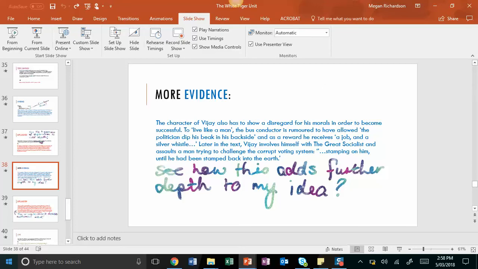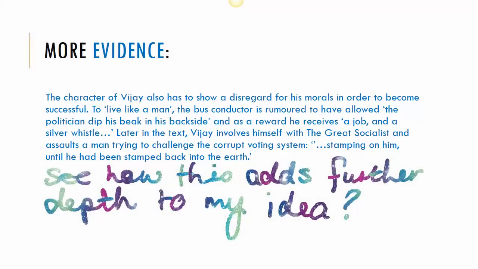So, now that we've done explanations, I'm going to give more evidence. Because remember, I was saying that you couldn't just give one piece of evidence anymore. You had to give multiple pieces of evidence because it's not enough just to prove that you're correct once. You need to prove it multiple times. So here I'm giving more evidence.